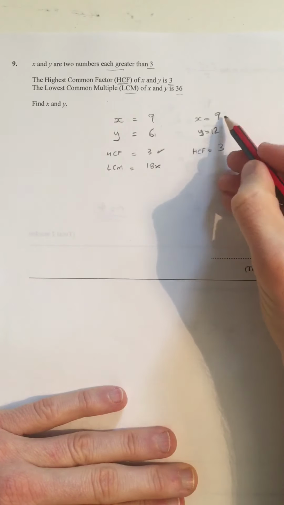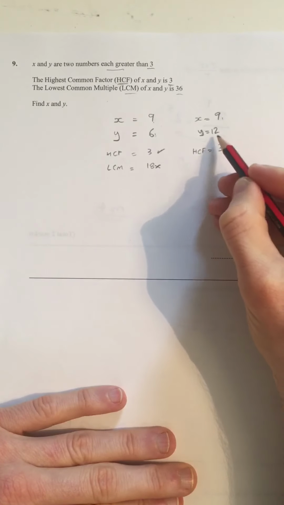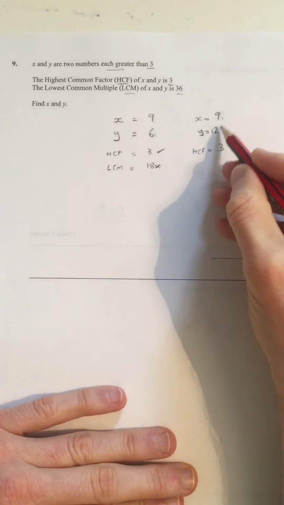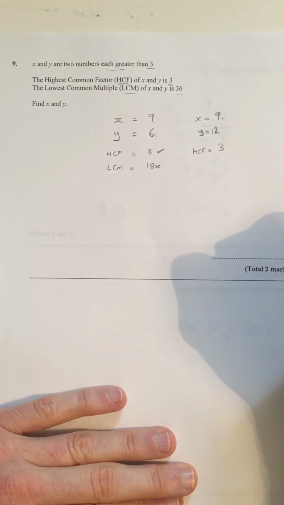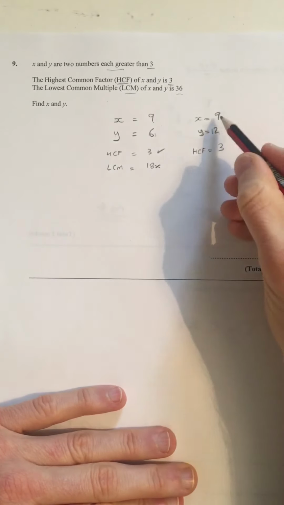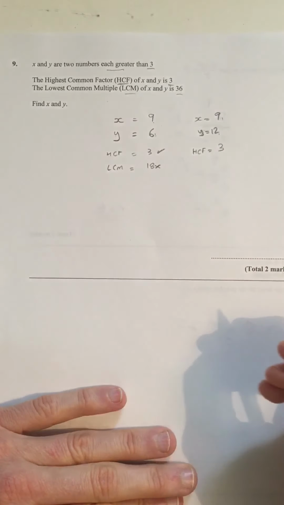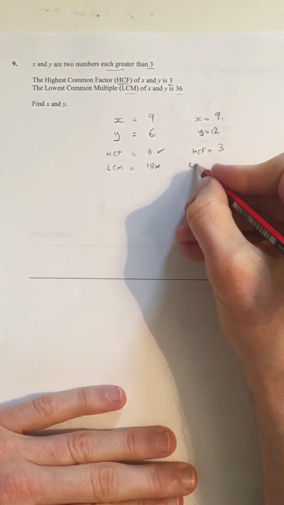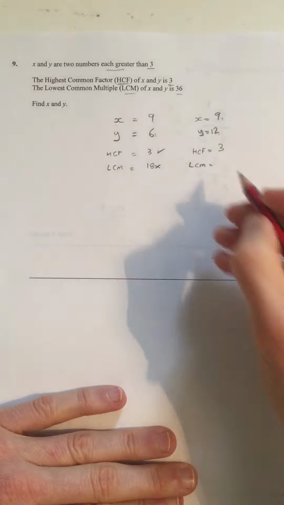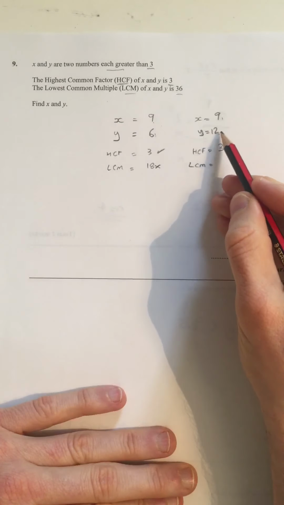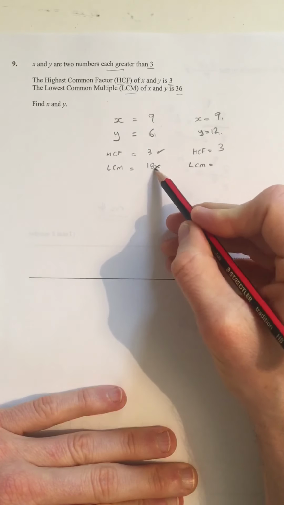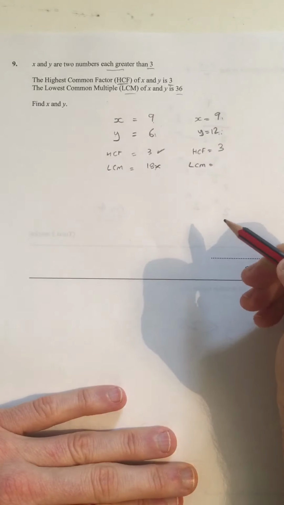3 is still the biggest number that goes into 9 and the biggest number that goes into 12 that also goes into 9. Obviously 6 goes into 12 but doesn't go into 9, so 3 is still the highest common factor of both of these numbers. Let's check the lowest common multiple, because we can see that we're not going to have the same problem as before because 12 won't go into 18.